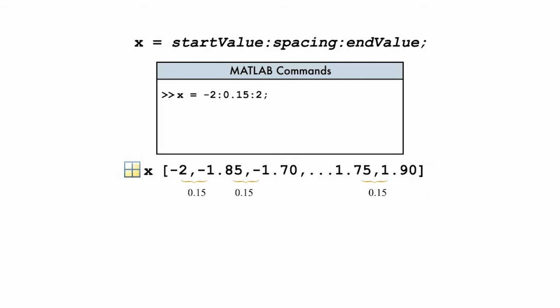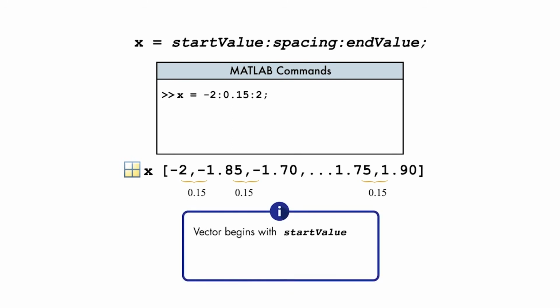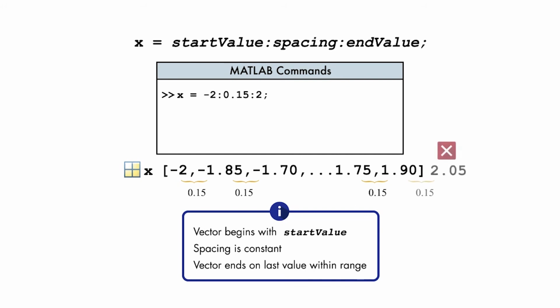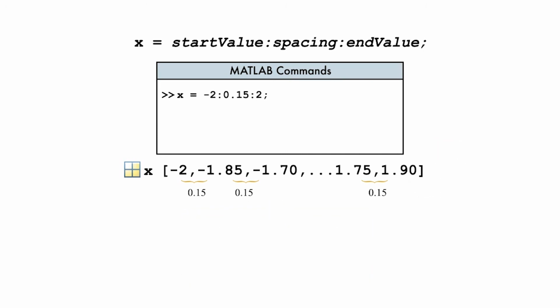When using the colon operator, the defined starting value is included, and the vector will contain equally spaced numbers up to and possibly including the end value, but not beyond. Since 1.9 plus 0.15 is greater than 2, the last value in this vector is 1.9.